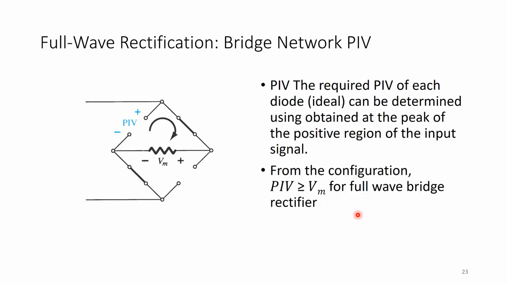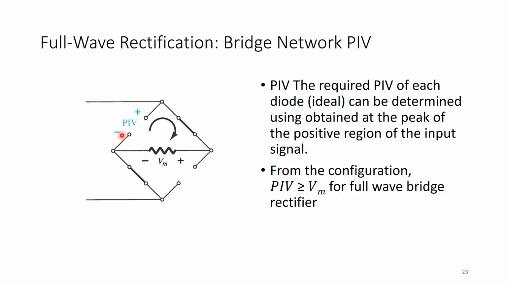How do we know that? Let's do a KVL here. We replace what is supposed to be forward biased with short circuits. V out is equal to Vm, which is the maximum voltage. Now we're considering just the ideal diode, and we know that for the ideal diode, V out is equal to V in. So when V in is maximum, which is Vm, V out is also maximum.